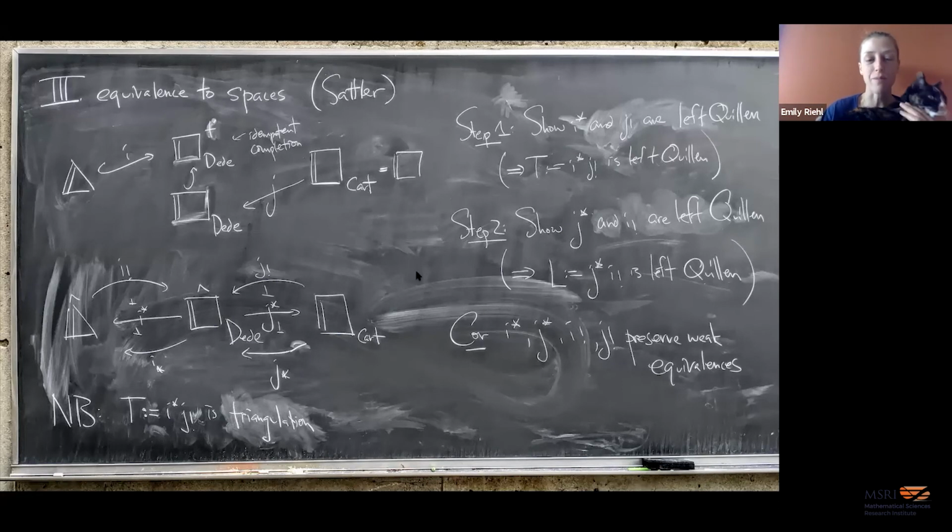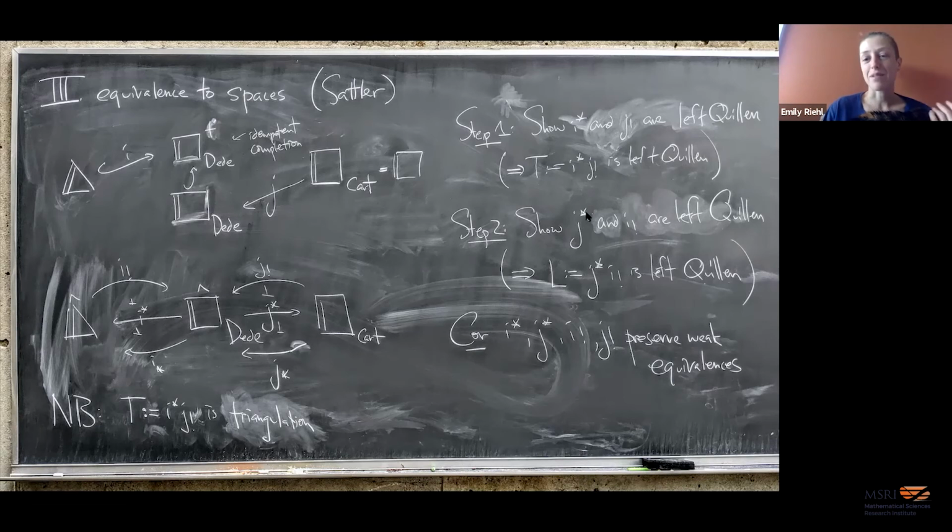So relative to those 3 model categories, the first step is to show that this I upper star J lower shriek are left Quillen. So these are the 2 functors that compose to give this triangulation functor. So that will, of course, imply that the composite is triangulation.